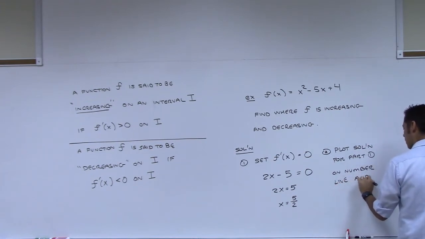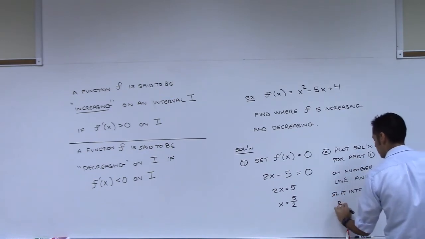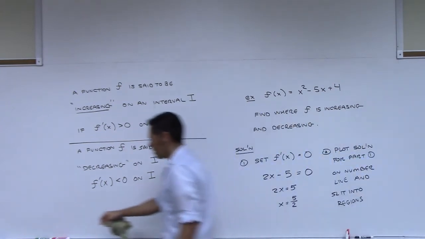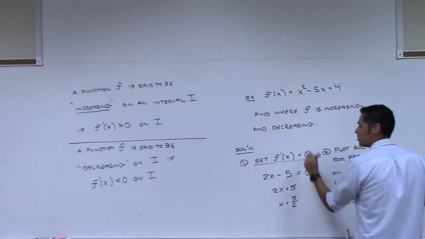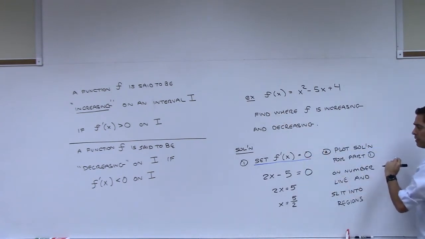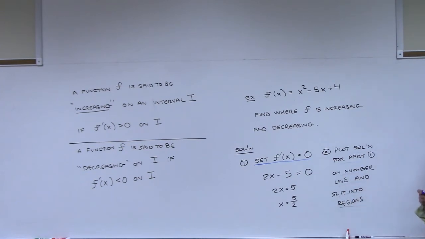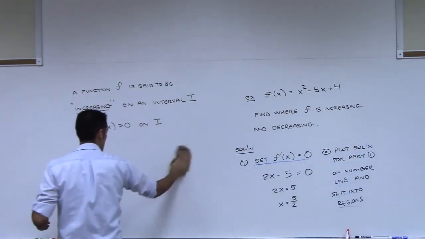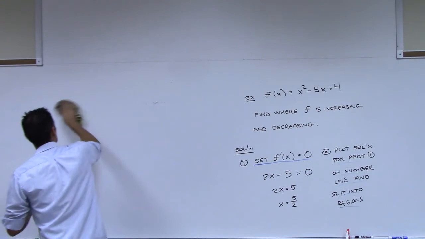And split into regions. Now let me explain this. I'm actually giving you right here the set of steps we're going to follow. The first thing we do when we're trying to figure out where a function is going up and down is we set the derivative equal to 0. The second step is to plot the solutions on a number line and split the interval into regions. So let's take a look at this step 2, because in words it may not make a lot of sense. So I'm going to take a number line and I'm going to plot the solution I just got onto that number line. And my solution was what?